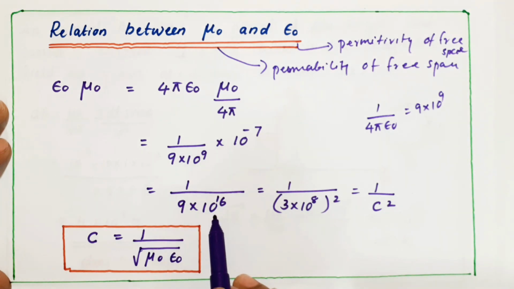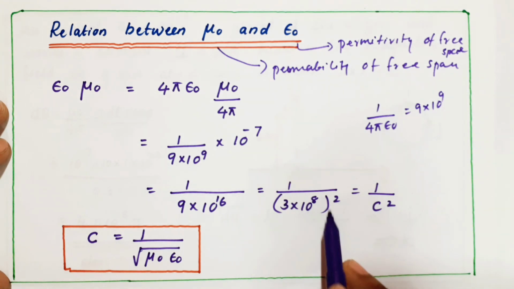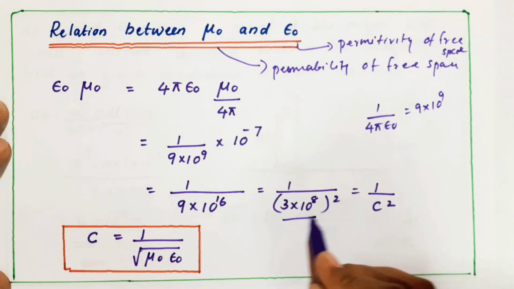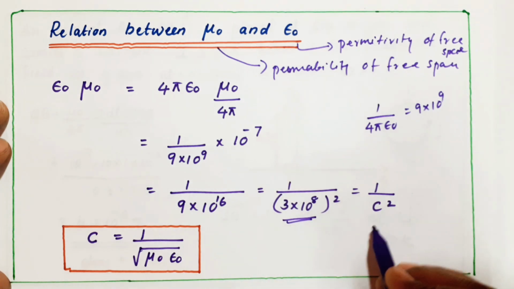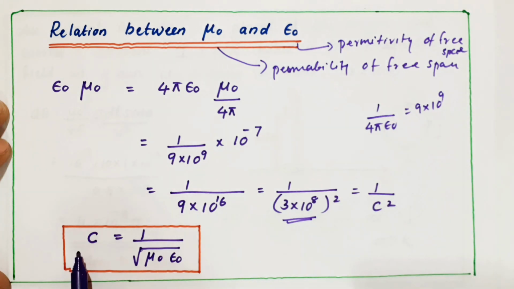9 into 10 power 16 I can write as 1 by 3 into 10 power 8, the whole square. We are familiar with the constant 3 into 10 power 8. It is nothing but the speed of light, c, so c square. So I can write here c is equal to 1 by root over mu naught epsilon naught.